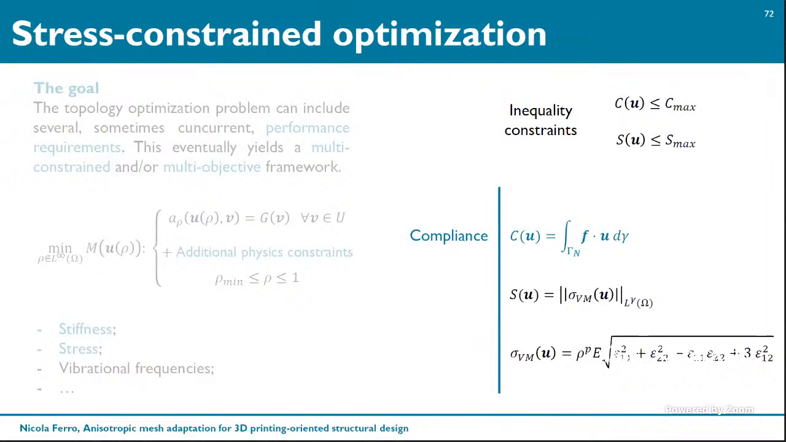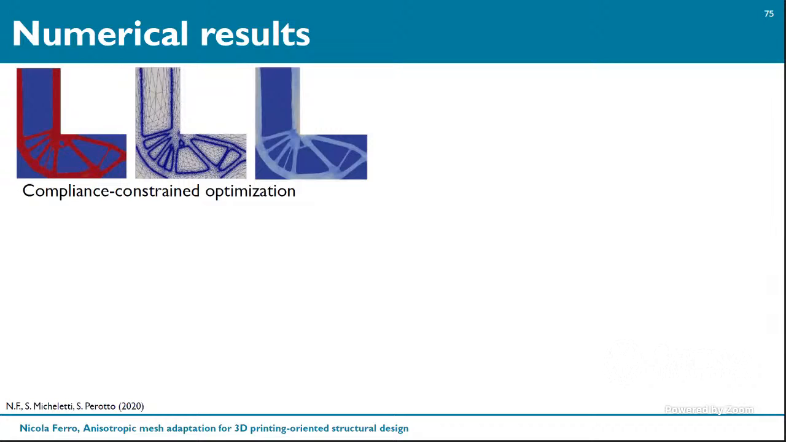So the compliance is already defined and it corresponds to the work done by the external forces. While for the stress norm, we employ an L gamma norm of the von Mises stress that has to be properly modified in order to account for the presence of the density. So again, in the von Mises definition, we introduce the density variable rho that tells us whether, in the portion that we are dealing with, the material or void is present. So once you have all these things written in terms of rho, you can start again your machinery and see how it works. So, numerical results.